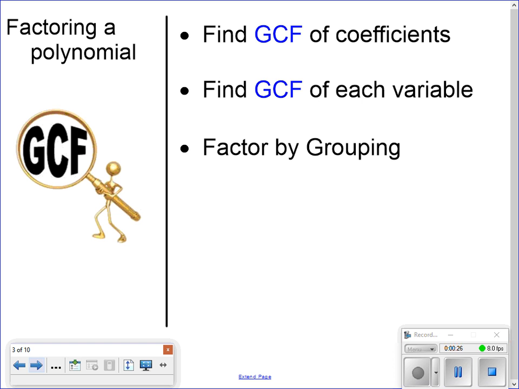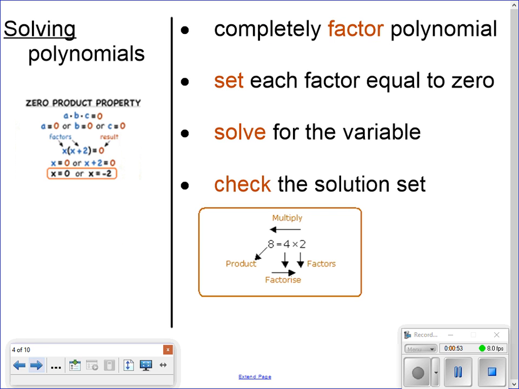So when we're solving polynomial equations, the first thing that we're going to do is we need to factor them. In order to factor a polynomial, remember that we find the greatest common factor amongst the coefficients and amongst the variables, and then we factor by grouping if there's four terms. Once we have the GCF, then we factor out that GCF from both terms. Remember that we use the operation of division to factor it out.